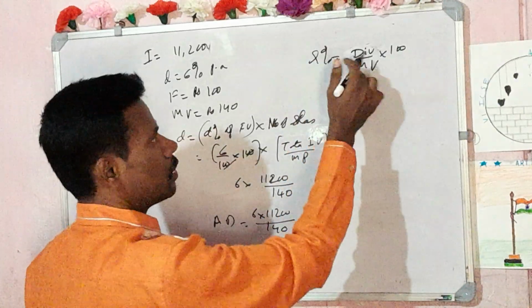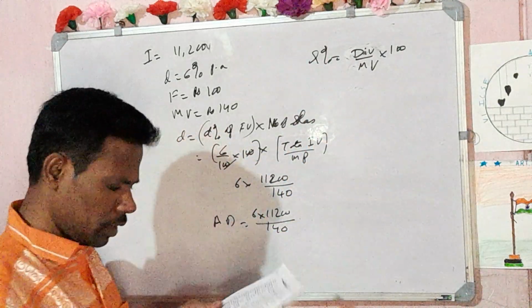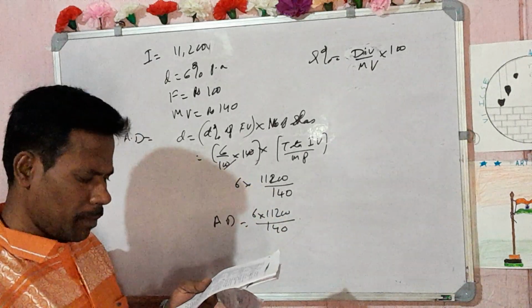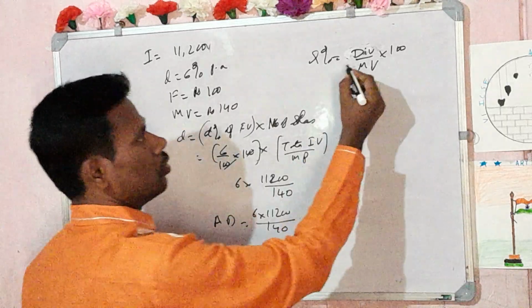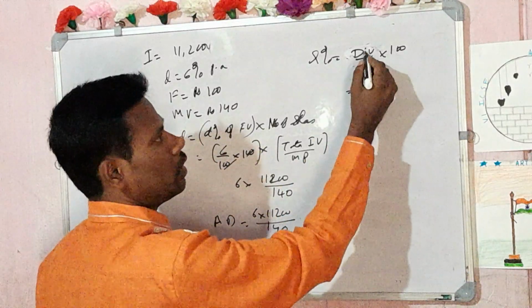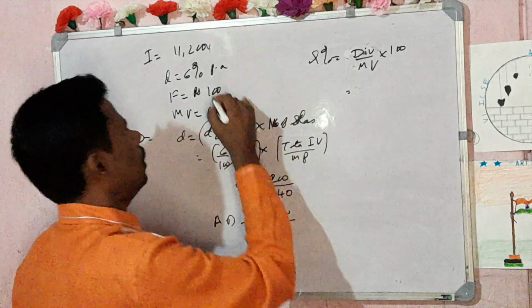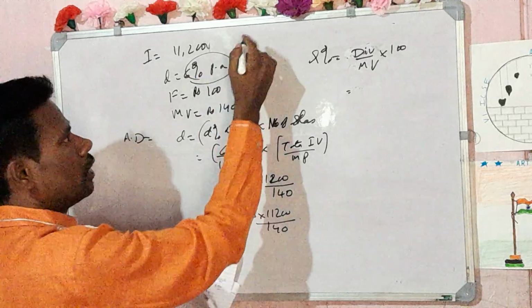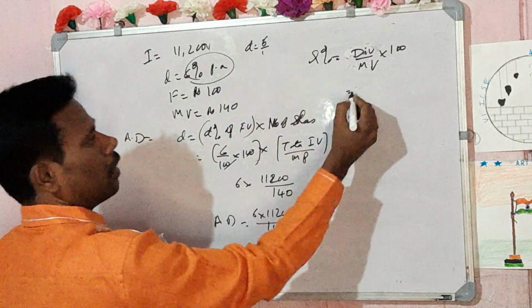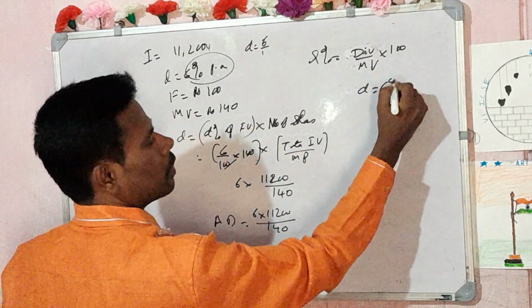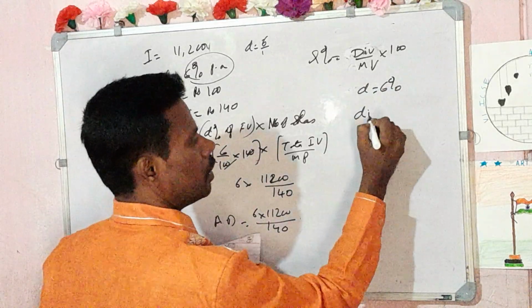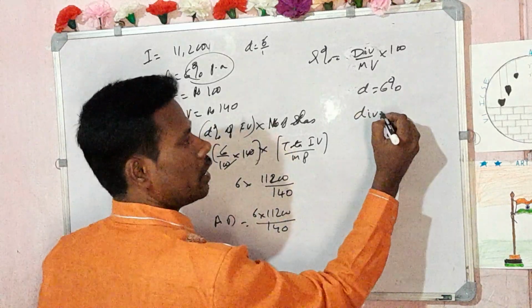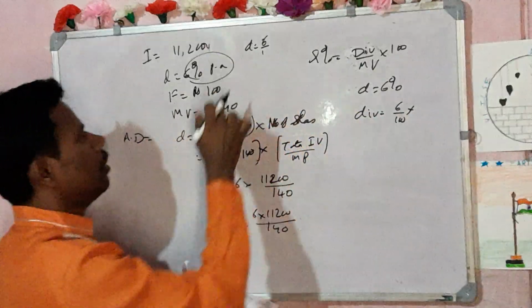Next, rate percentage. What is the formula? Rate percentage of his investment is asked, the percentage return on his investment. So percentage return on his investment is nothing but dividend by market value into 100. Dividend: go for this basic formula. D is equal to 6% given. That means D is equal to 6 by 100. What is the meaning of this? Dividend per share. This is for annual dividend. Dividend is equal to 6 by 100 into, what is the face value of each one? 100.